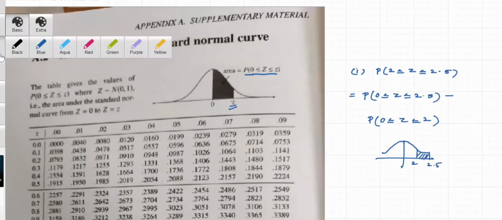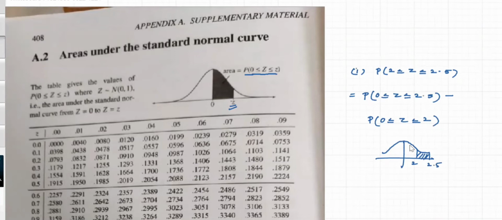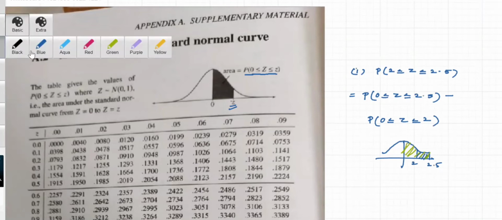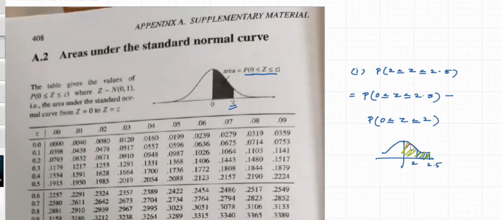So what we are going to do is first find the total area till 2.5, and then delete the area till 2. So in order to get the area between 2 and 2.5, first we find the total area till 2.5 and then delete the smaller area till 2. Now how to find this probability value from the table?